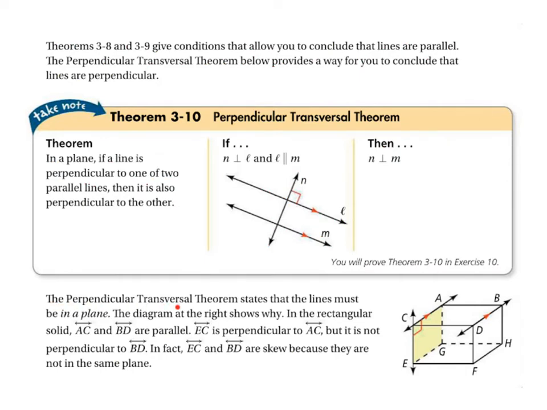So the perpendicular transversal theorem states that the lines must be in a plane. Here's a box where you see these different planes. The diagram at the right shows why. In a rectangular solid, AC, right here, and BD are parallel. Now, EC is perpendicular to AC, but it's not perpendicular to BD, and they're in fact skew. They're not on the same plane, they are skew. So you can be perpendicular to this one and not be perpendicular to this one if they're not all on the same plane, and that's why that's required.